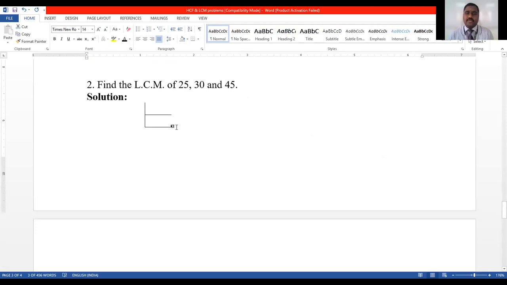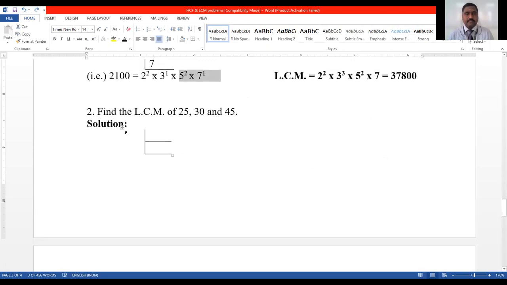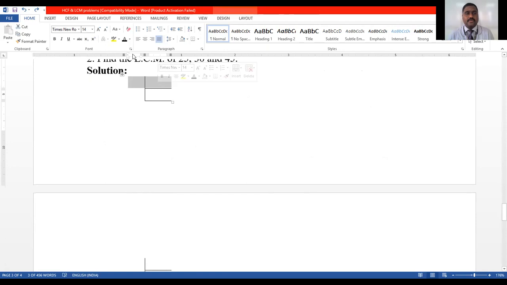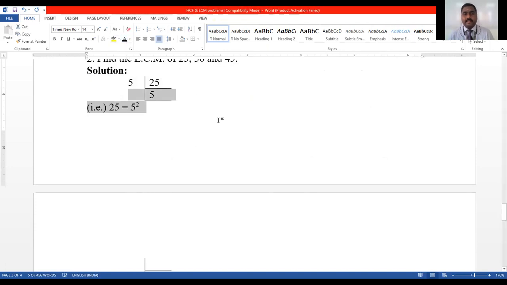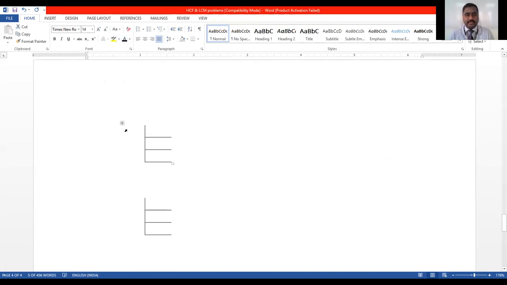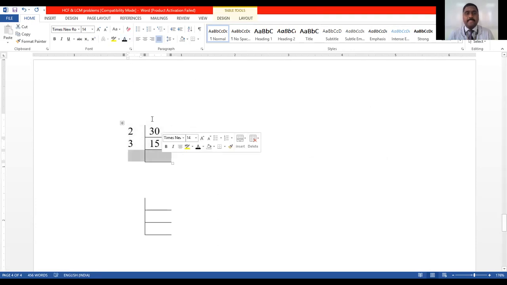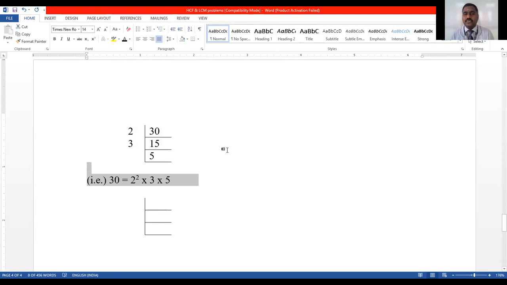One more problem I will work out. Now find the LCM of 25, 30, and 45. So take 25. So 25, if you divide by 5, you will get 5, and 5 into 5, 5. So you will get 5, 5. Right? And what is the second value? 30. So if you divide 30 by 2 or 5, you will get the value. Right? And then finally, the LCM for the second value is 2 into 3 into 5.